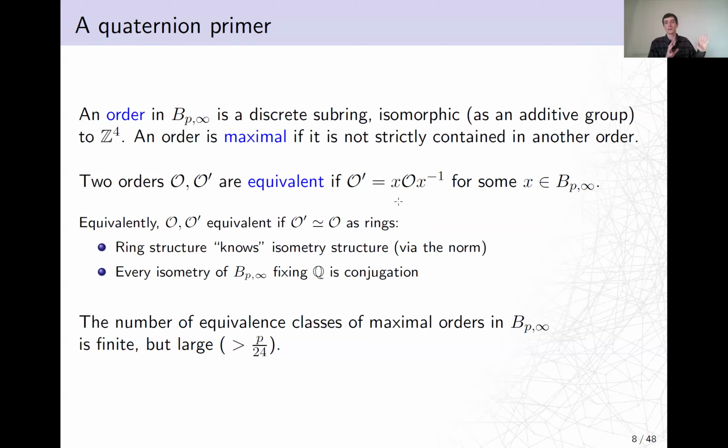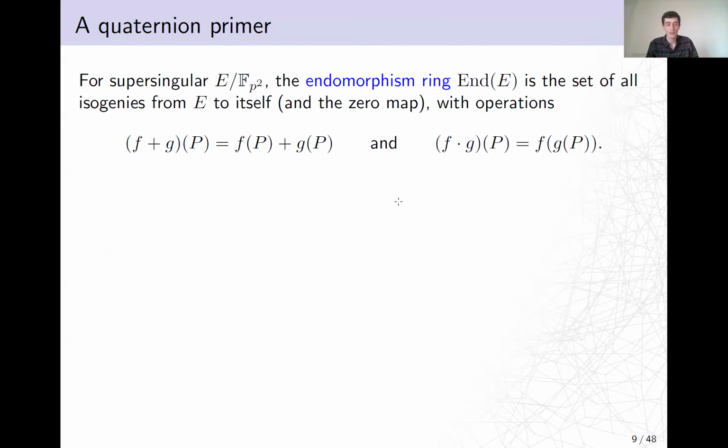So that's all the basics of quaternions out of the way. Now, where this comes in with elliptic curves is the following. Starting with a supersingular elliptic curve, we can define this endomorphism ring. So this is just the set of morphisms from the elliptic curve to itself that preserves the identity. And there are these operations that we can perform on this elliptic curve. Namely, we can add two endomorphisms by adding their outputs pointwise, and we can multiply by composing.